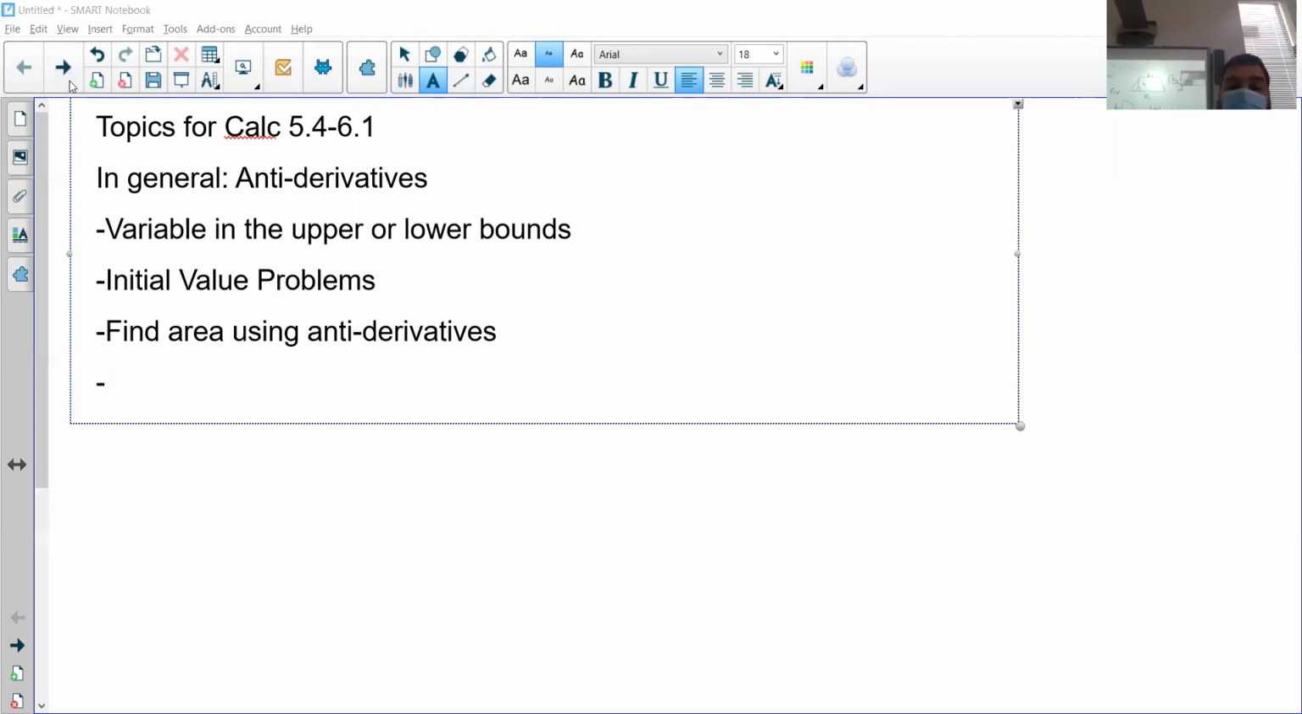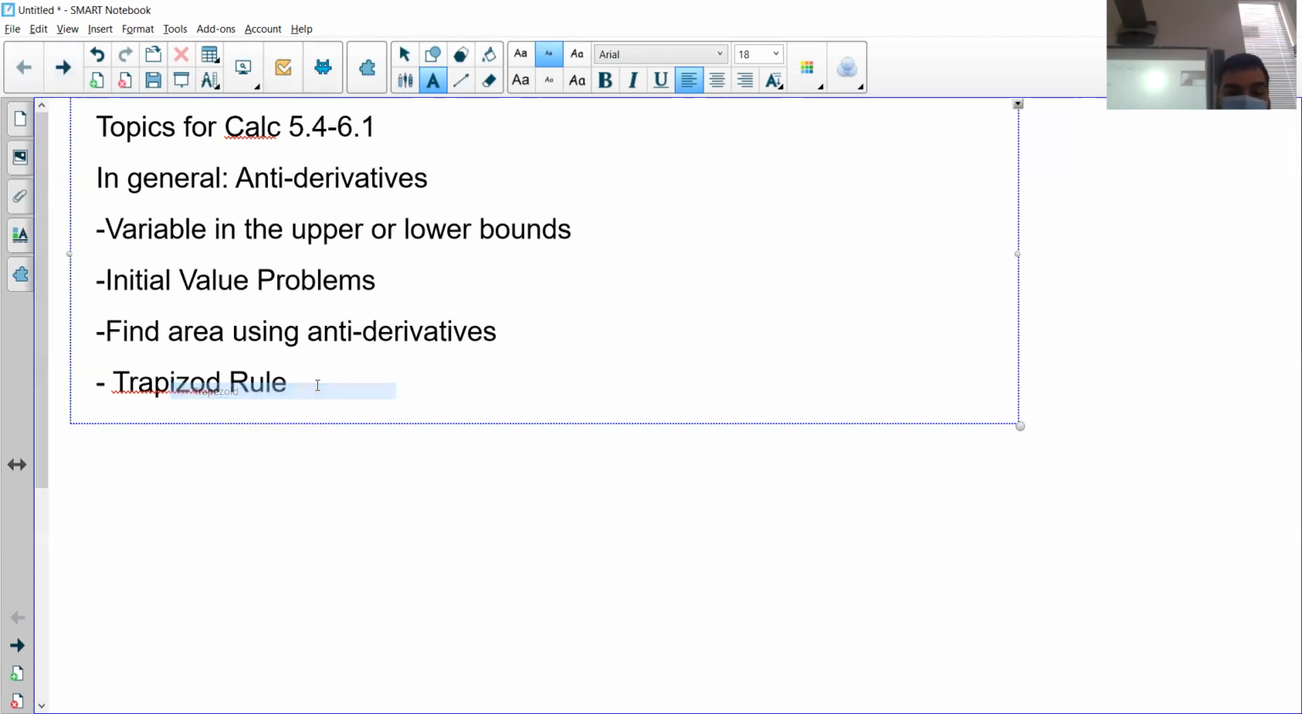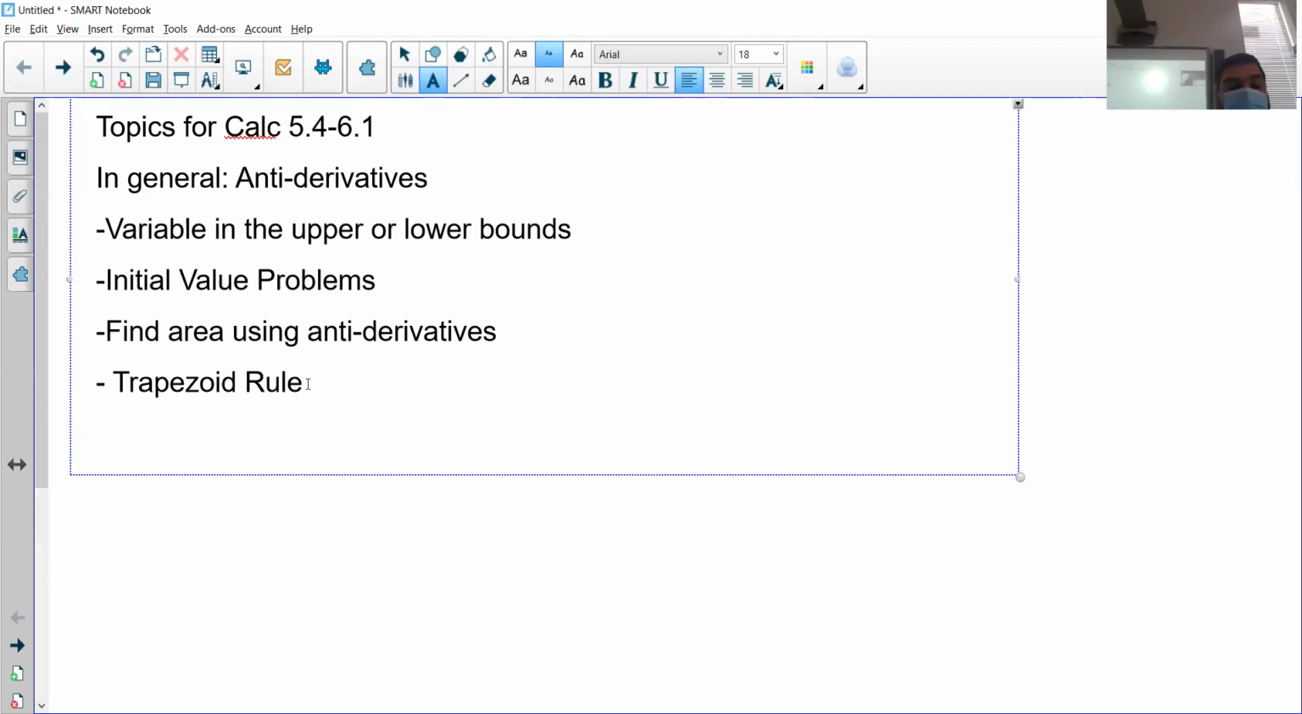Of course, the trapezoid rule. So we've got the trapezoid rule. Definitely an example on that. Guaranteed. Let's see what else we've got.